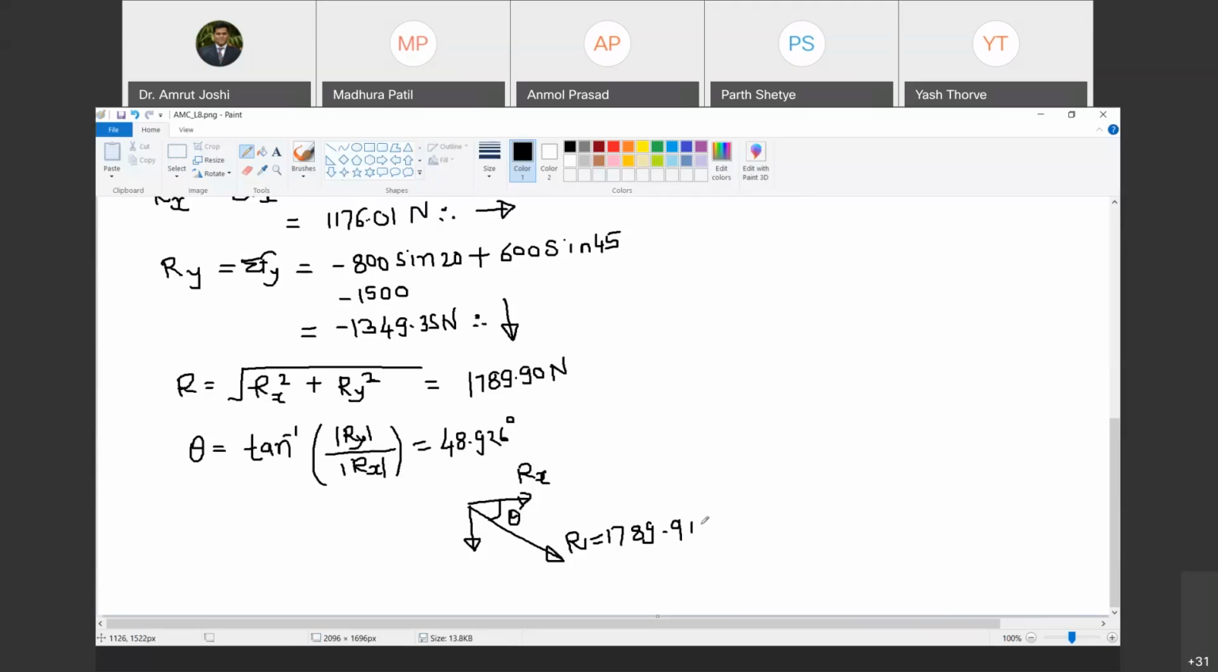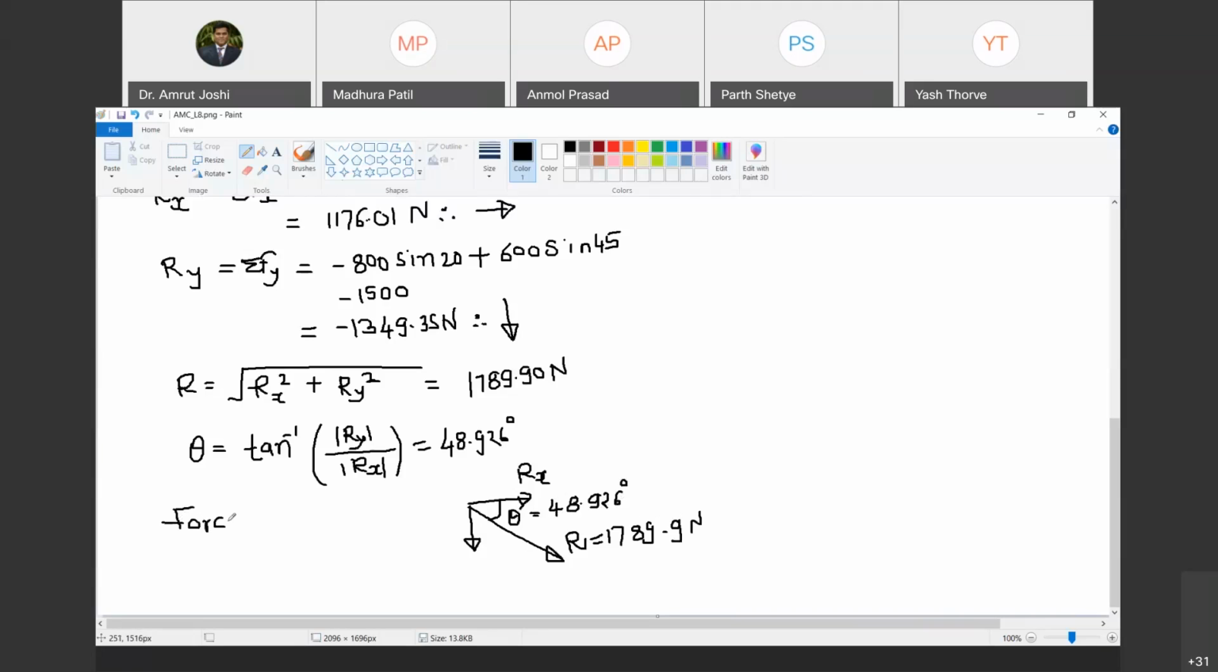1789.9 Newton. And what is the value of theta? Theta is equal to 48.926 degree. Are you with me? Yes, sir. So this is as far as the force resultant of the system is concerned. This is the force resultant.